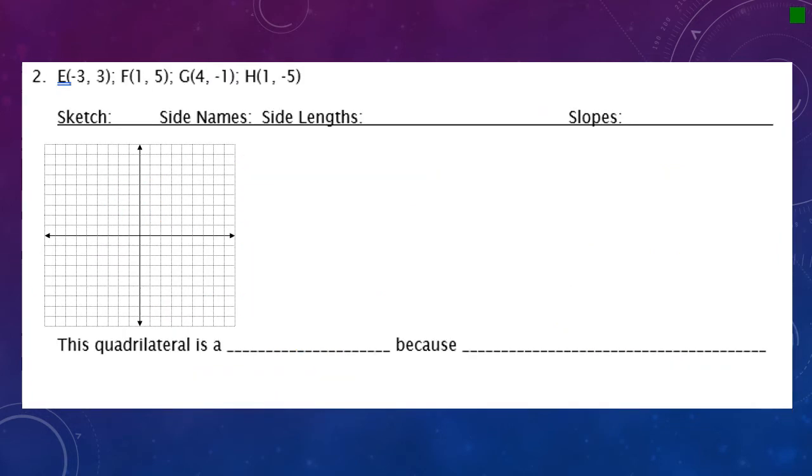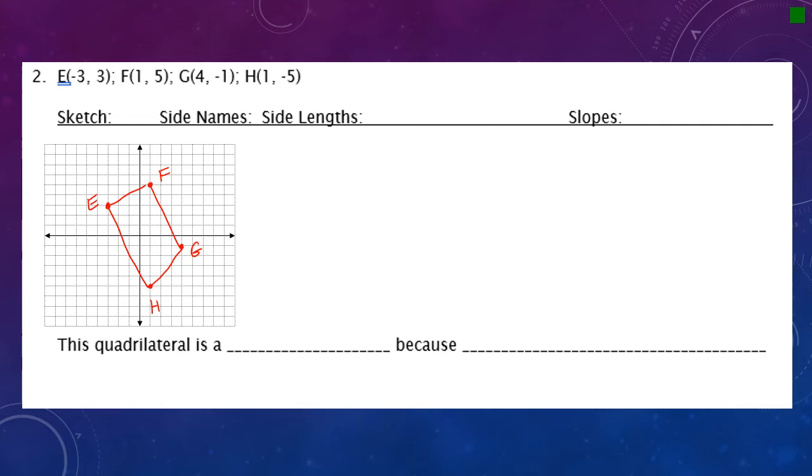Okay, same type of problem. We're going to plot our points, figure out what our shape looks like. So point E is at negative 3, 3. F is at 1, 5. G is at 4, negative 1. And H is at 1, negative 5. Okay, so here's my shape. It looks not exactly like a rectangle. I don't know. So let's do our side lengths.